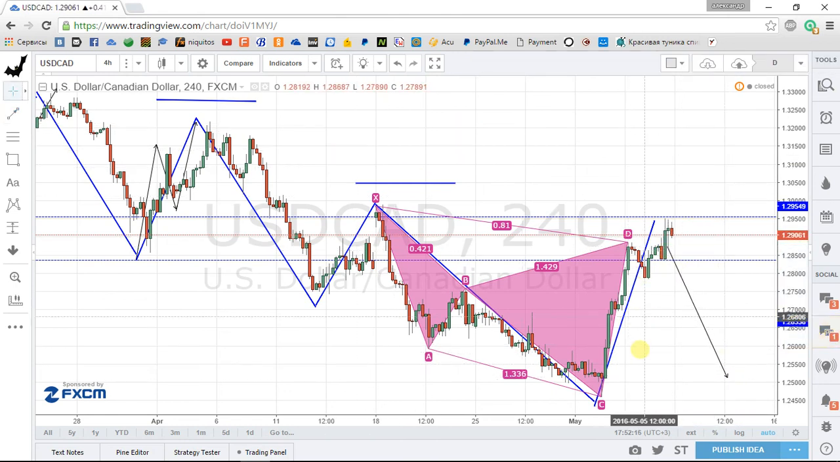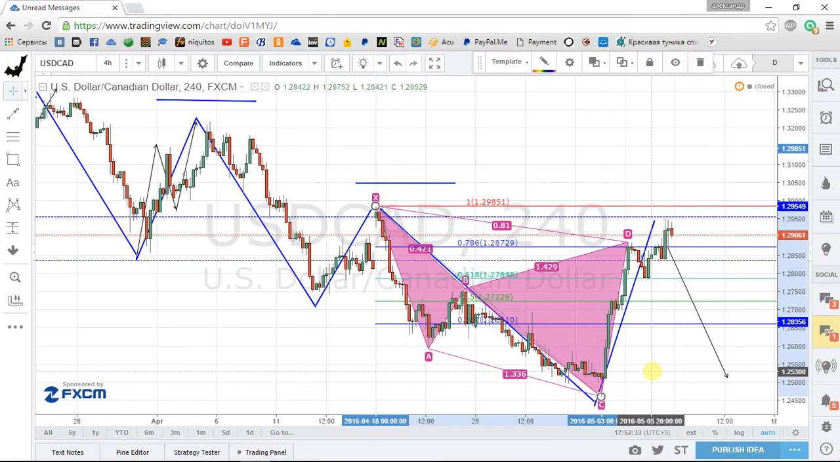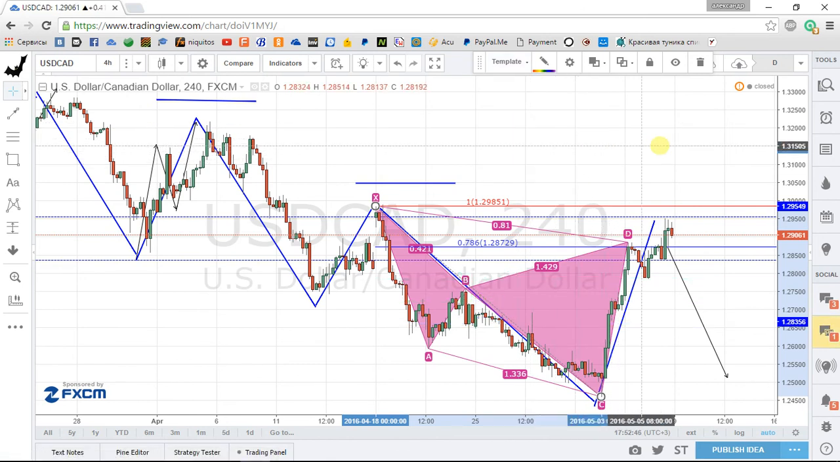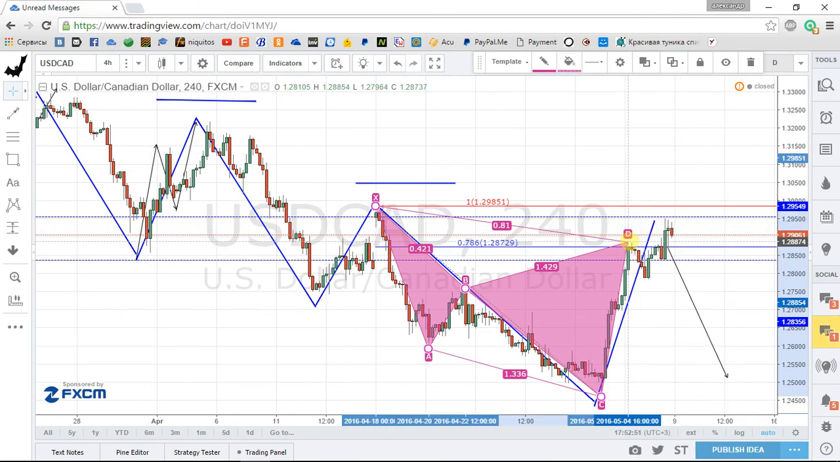The usual targets of that are C to D, 382 to 618. I mean primary and the secondary. My targets are a bit different. I will show you in a minute. So what is my target? My entry is X to C, 786, oh no, sorry, just that. 786 was my entry. Here it is.